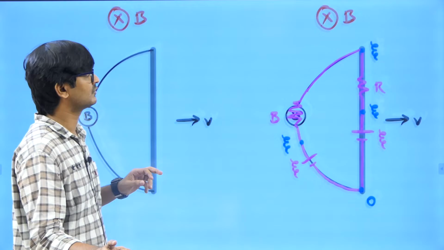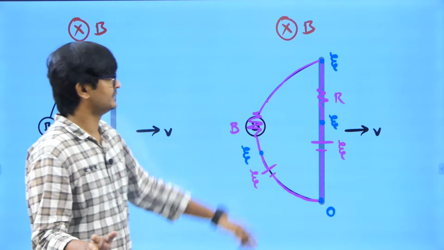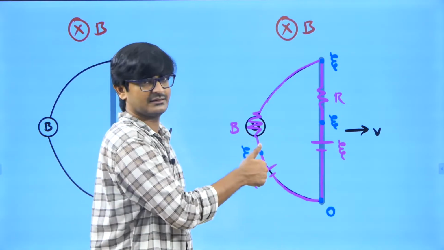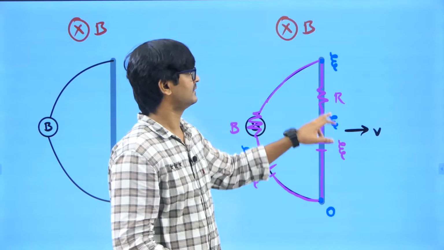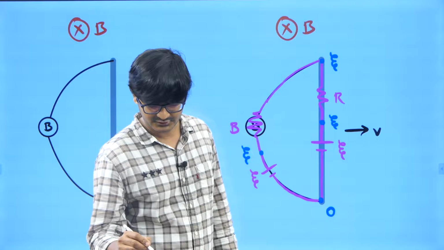That's the question. So what we can do here is, I can try to put an equivalent circuit. So this entire thing will behave like some EMF source, v cross B, so BLv, right? Anyway, I am calling it as E. And we can put something as resistance. So just follow what I am saying.